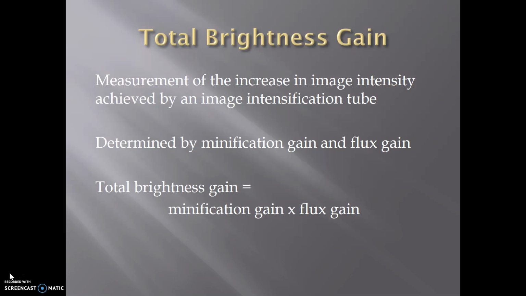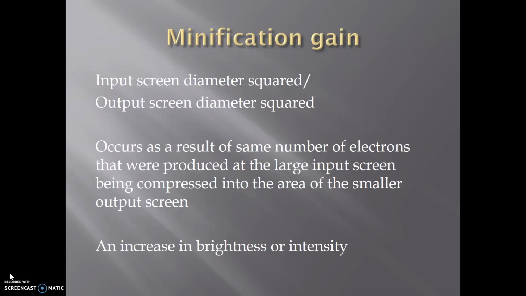Total brightness gain is the measurement of the increase in image intensity achieved by an image intensification tube. This is determined by minification gain and flux gain. So the formula for total brightness gain equals minification gain multiplied by flux gain. The formula for minification gain is input screen diameter squared divided by the output screen diameter squared.